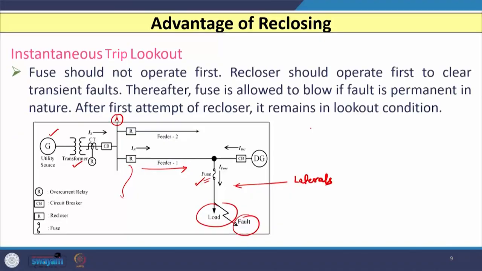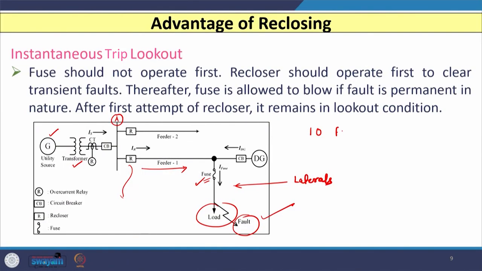The first reason is that if any fault occurs on these laterals, let us say 10 faults are going to occur in a span of 1 year on these laterals, out of 10 faults, 8 faults are transient or temporary in nature. Right, we have discussed. So, for these 8 faults, we do not want to rewire the fuse, because these faults are transient or temporary in nature and we do not want to operate the fuse.